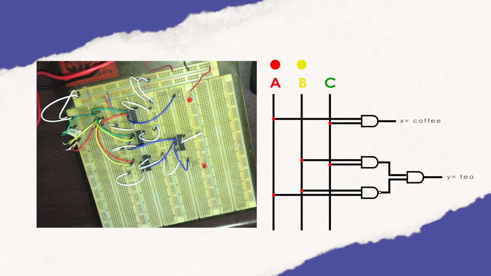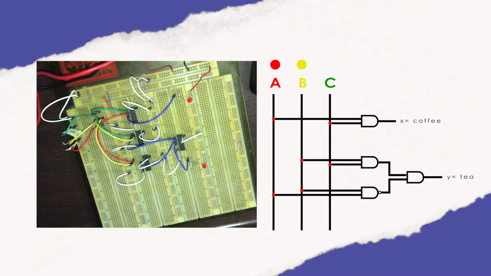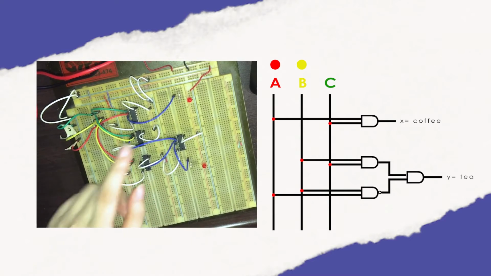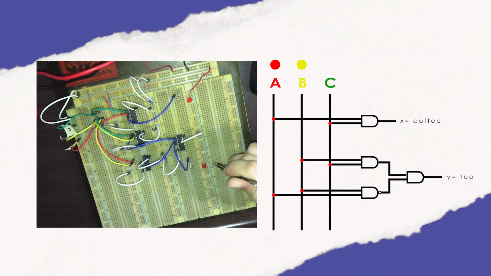For the problem, I came up with a solution to use three AND gates and one NAND gate. For the AND gates, I use the 7408 IC, and for the NAND gate, I use the 7400 IC. According to the problem, button A represents coffee, button B represents tea, and C represents the coins. A is the red wire, B is the yellow wire, and C is the green wire, while these blue wires represent the output from the logic gates. This LED here will represent the output for the coffee, and this LED here represents the output for the tea.